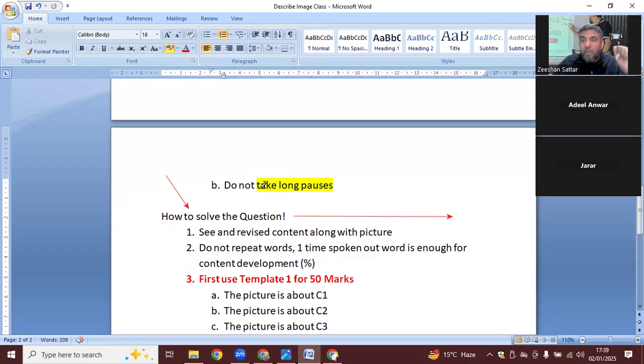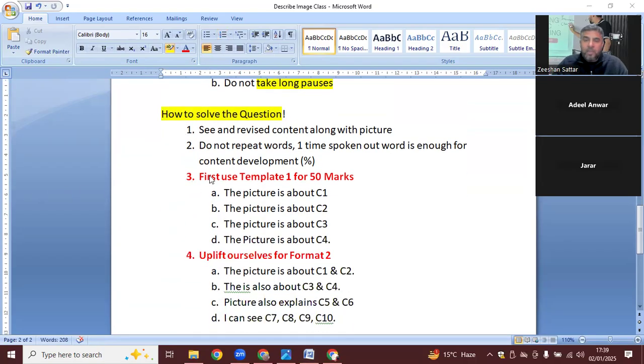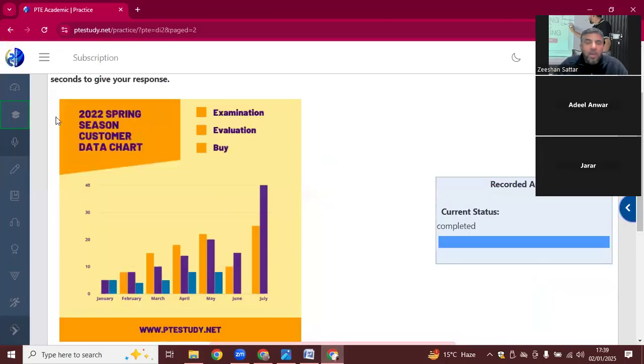So now 3 are the marking criteria: content, pronunciation, and fluency. I hope this will be clear now. And how to answer the question. One thing is known as the old version of the answer, and that old version में लोग जो थे वो use कर रहे थे templates. The picture is about content word 1, and the picture is about content word 2, and the picture is about content 3, the picture is about content 4. For an example, here it is. The picture is about spring season 2022 spring season customer data. The picture is about examination. The picture is about evaluation.